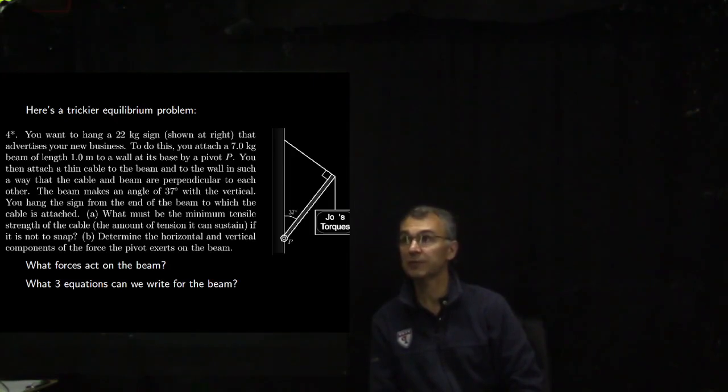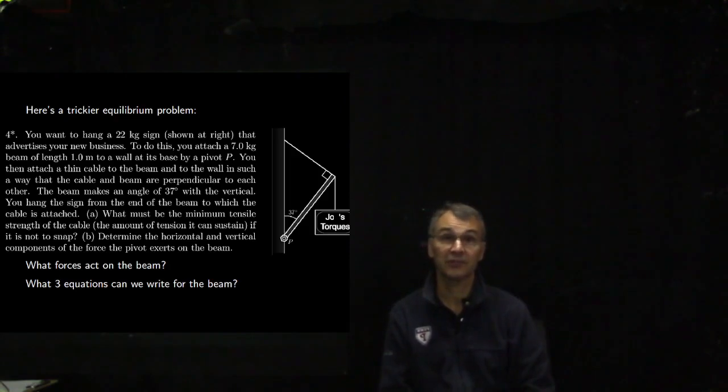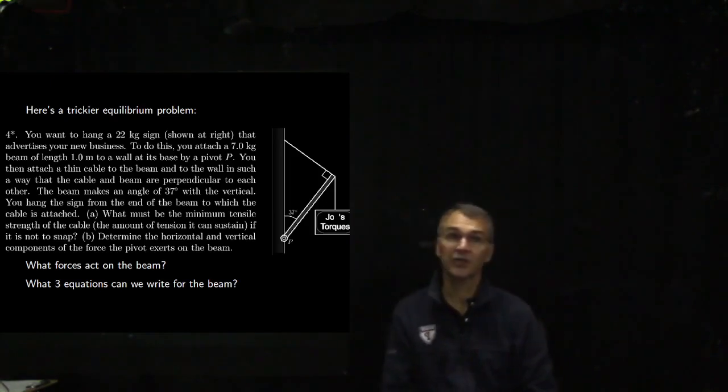A, what must be the minimum tensile strength of the cable? That's really asking what's the largest possible value for the tension. And there's only one possible value in this problem for the tension, so it's really just asking what is the tension. B, determine the horizontal and vertical components of the force the pivot exerts on the beam. Okay, so we basically want to determine three unknowns: the tension and the x and y components of the force exerted by the pivot on the beam.